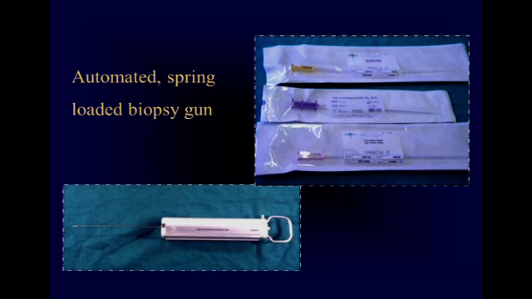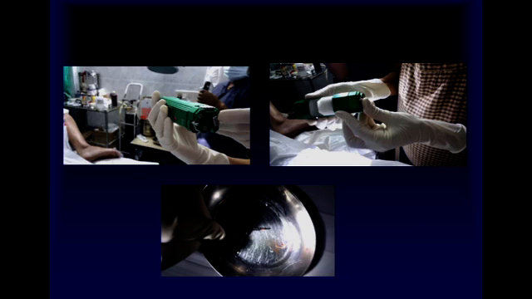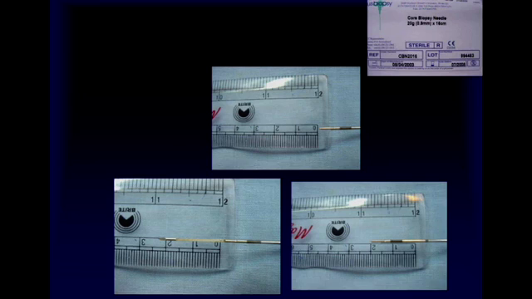We also have automated spring-loaded biopsy guns for trucut biopsy. They are available in various sizes as well as different manufacturers have different types of techniques. This has several advantages. We get a larger core of tissue consistently. Most often a single pass is enough. One can fire it with one hand and there is actually no increased risk of complications. These are newer guns where you can actually adjust the throw of your biopsy core, either say 15 millimeters or 22 millimeters, depending upon where you are taking the sample.